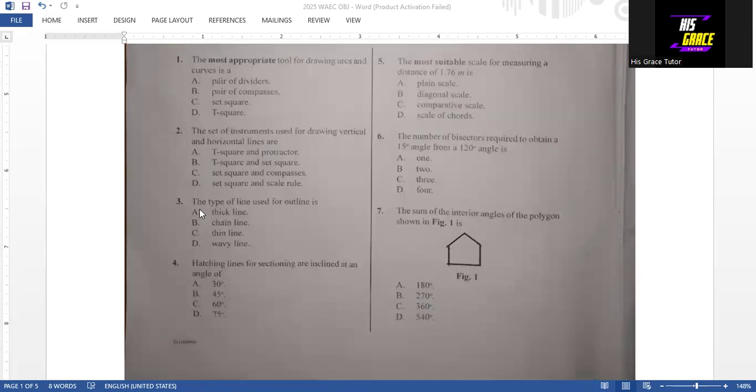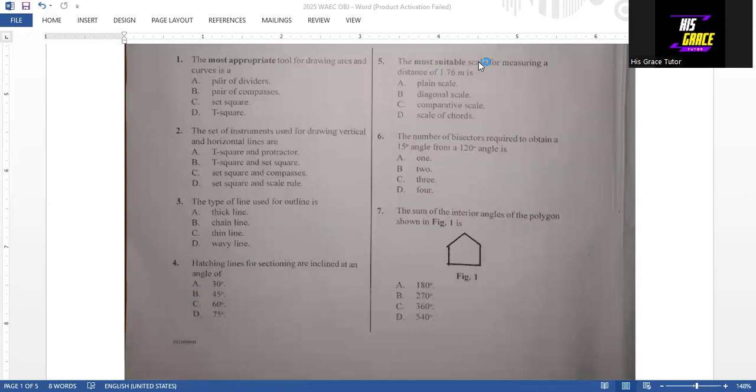Then question 3, the type of line used for outline is a thick line. Option A is the answer to question 3. And question 4, hatching lines for sectioning are inclined at an angle of 45 degrees. That is option B is the answer to question 4.